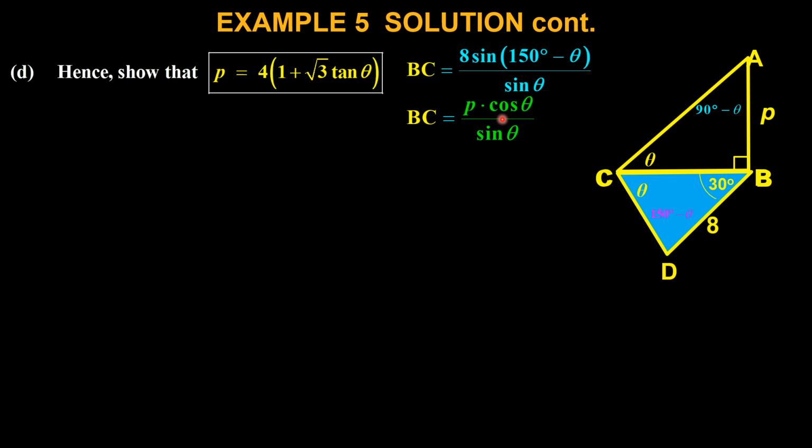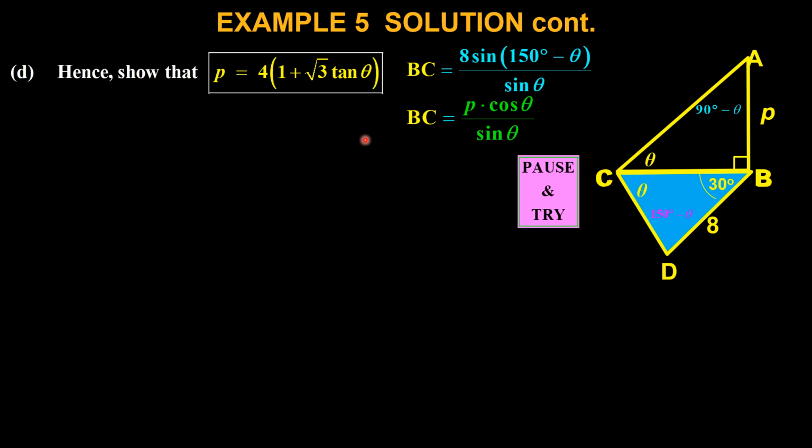Therefore, what can we deduce? That's correct. We can deduce that 8 sine of 150 minus theta over sine theta is equal to P cos theta over sine theta. Let's pause this, put them equal, and try to simplify. This one needs a bit longer. We'll give you 5 minutes.